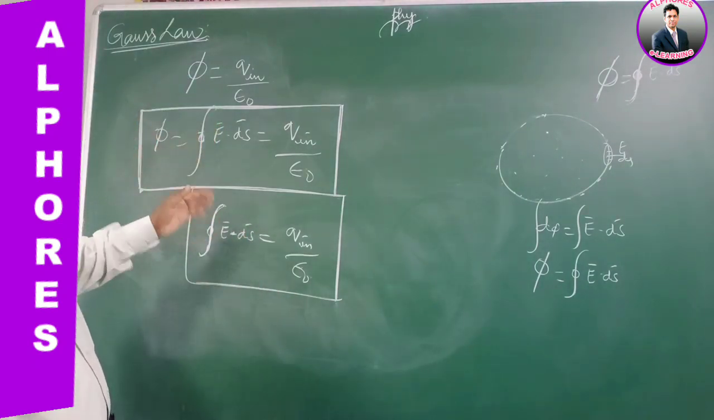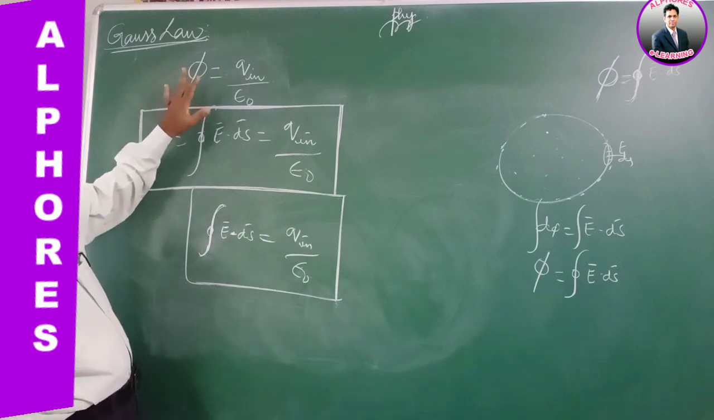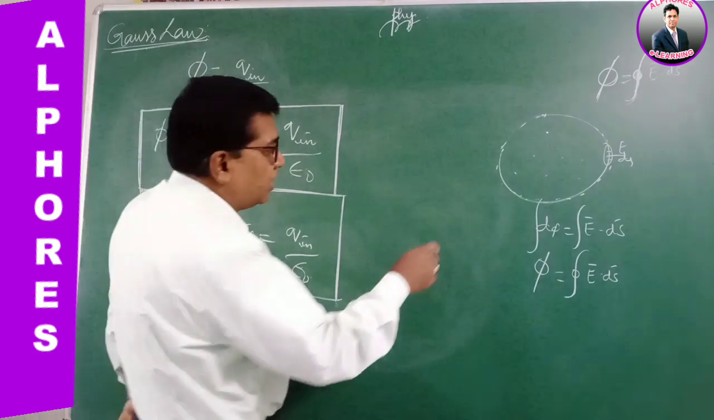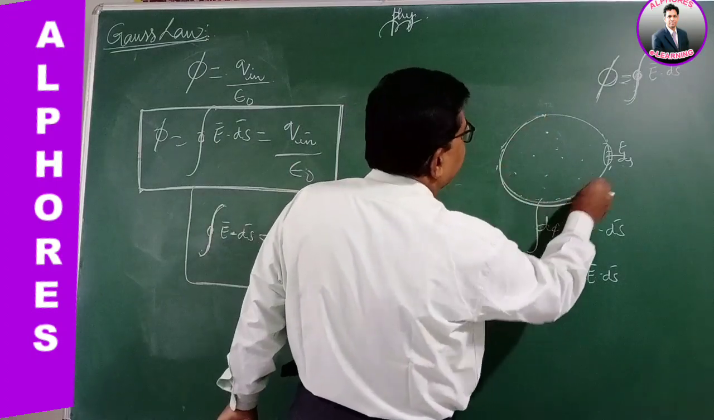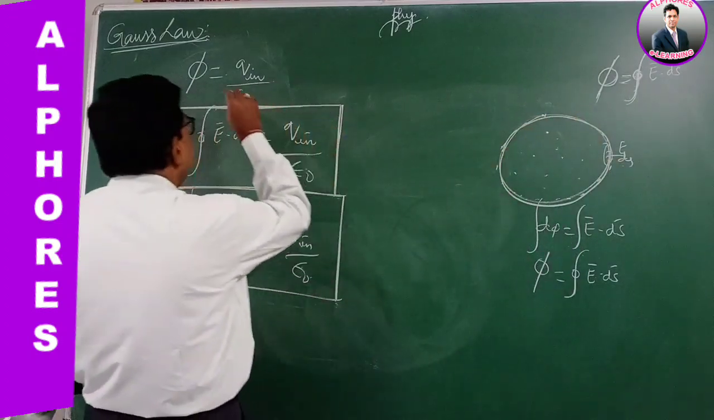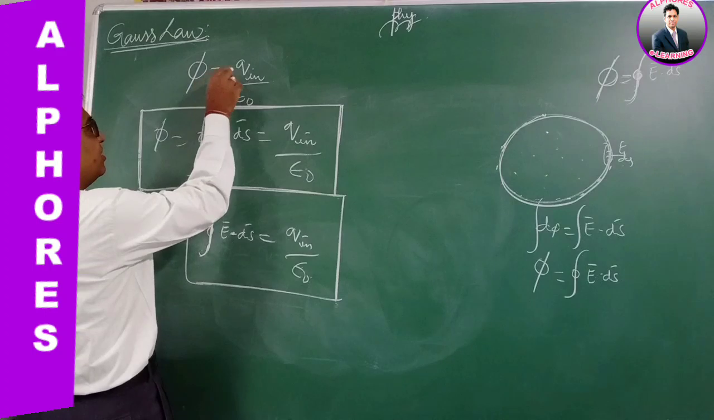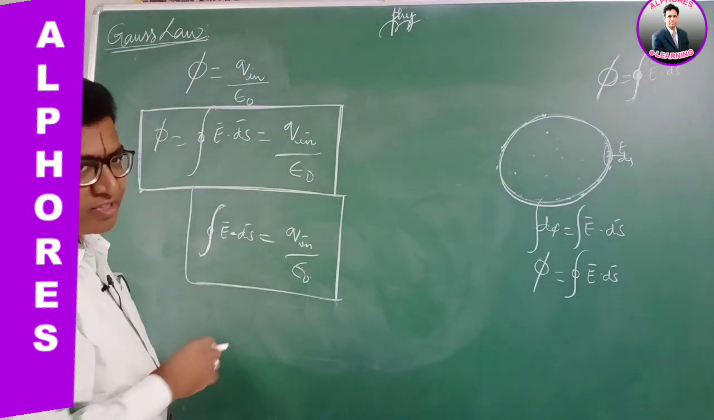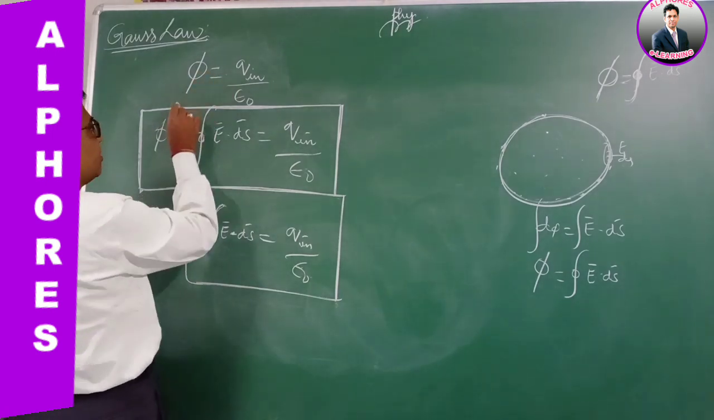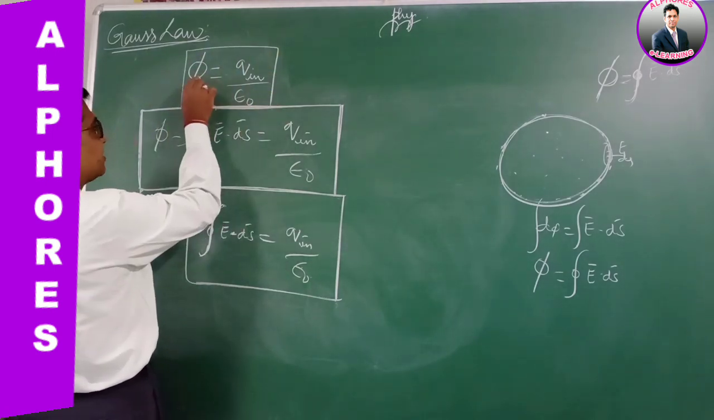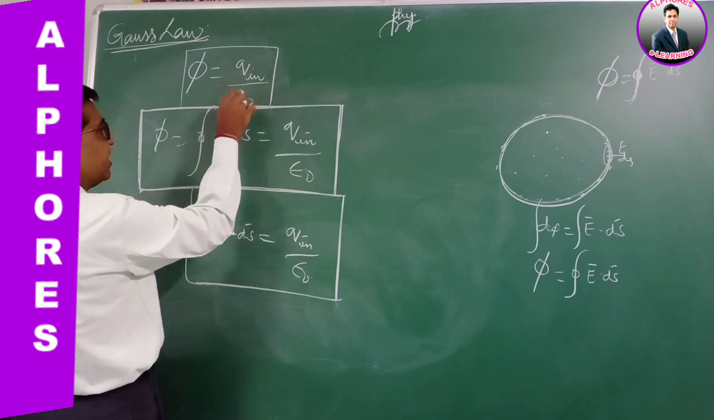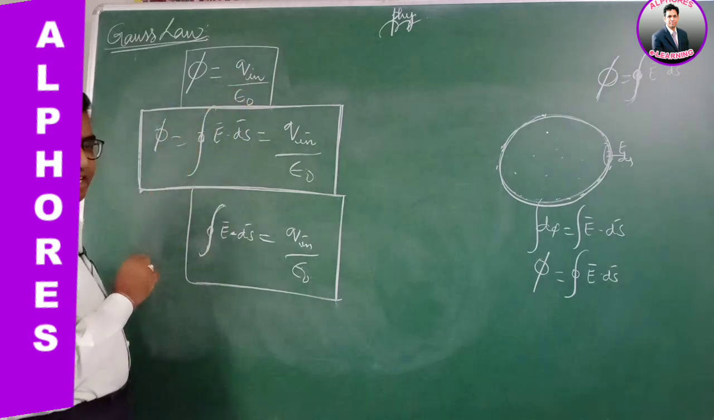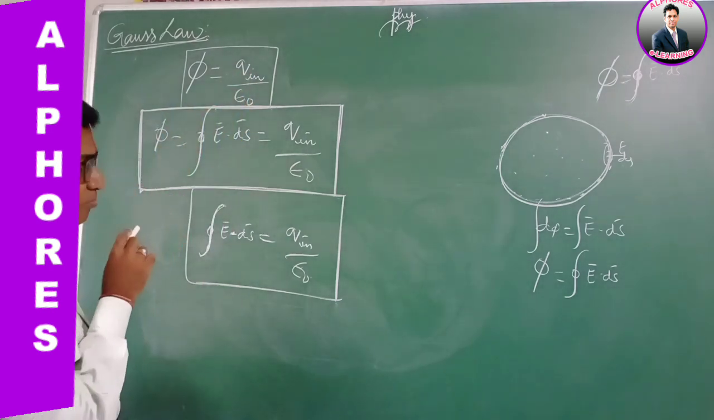Gauss law can be stated like this. The net flux, the total flux passing through an enclosed Gaussian surface, is directly proportional to the net charge that is enclosed inside the Gaussian surface. So this is Gauss law. Mathematically, flux phi is q inside by epsilon naught. Epsilon naught is the electrical permittivity of free space.